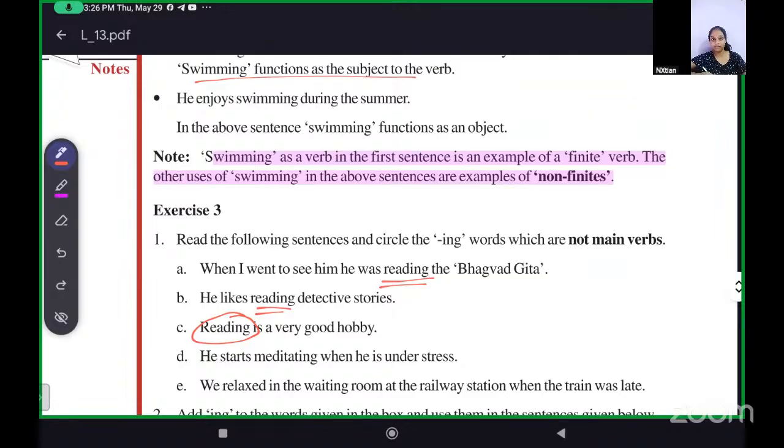D part. Meditating. Say again. Meditating. And the last part, waiting. Waiting.